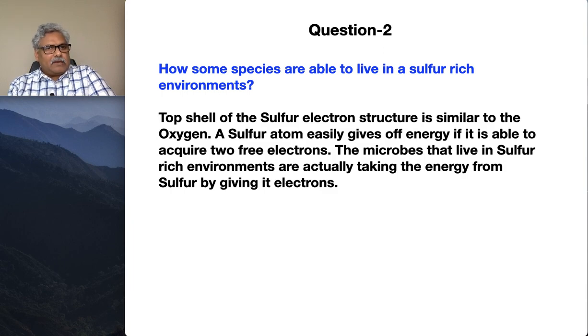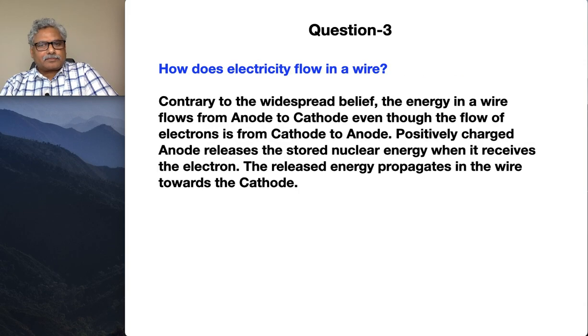Basically, every living being needs energy to survive. So each species has adapted to extract the energy from the environment in different ways. So those species adapted to interact with the sulfur to get the energy for their survival.